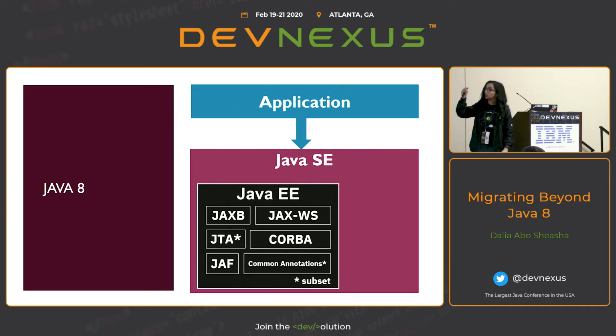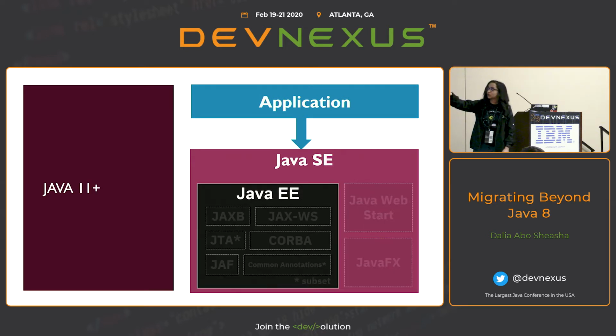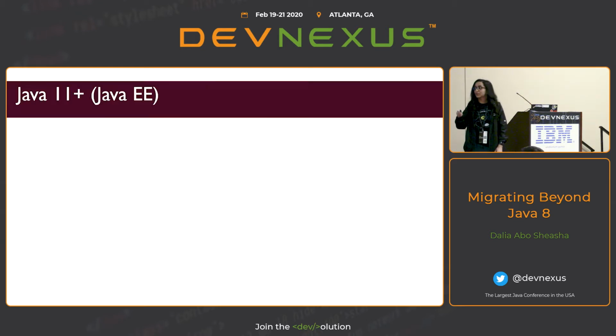So it's getting JAX-B, because that is the biggest one. Anyone using it? Any of the others, JAX-WS, CORBA, any of those? All right. So these were all in Java SE before. Java WebStart and JavaFX were also in Java SE. Anyone using those? Okay. So what's going to happen now is once you go to Java 11, they're not provided by Java SE anymore. What does that mean? Okay, so let's dive into JAX-B and the other Java EE libraries because those are the most impactful from my experience.